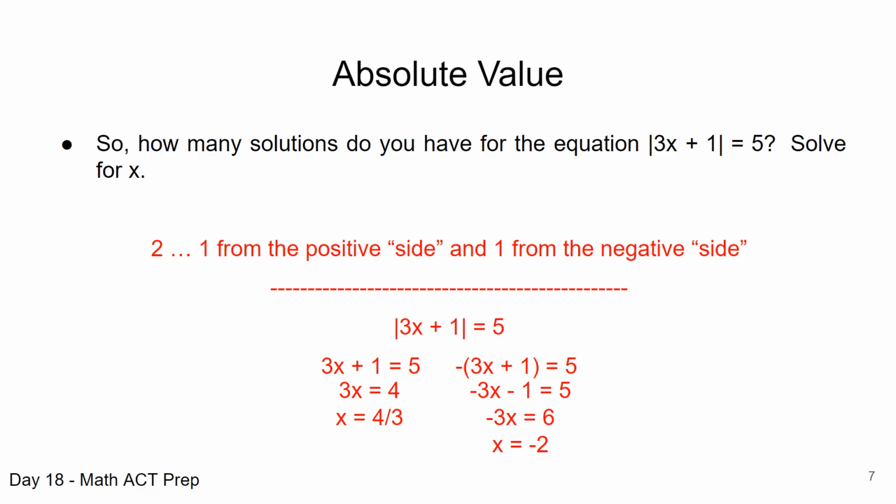So that's what we need to remember about absolute value. When you take the absolute value of a number, a constant value, we're always going to get a positive value. But when we have to consider these equations, what's inside the absolute value could be positive or it could be negative. And that's why we have the two different cases here.